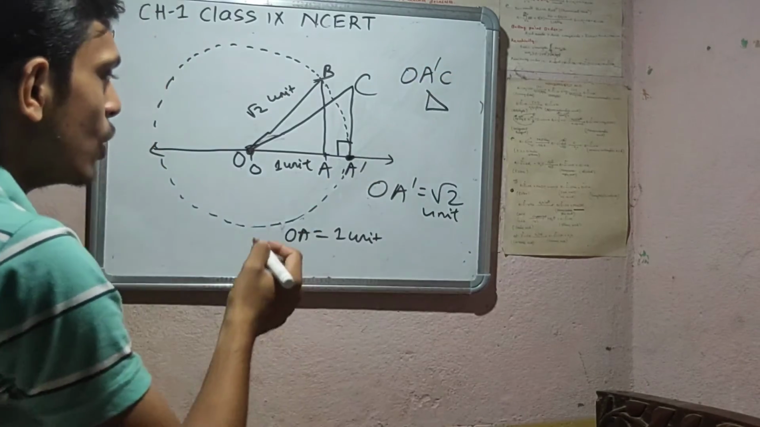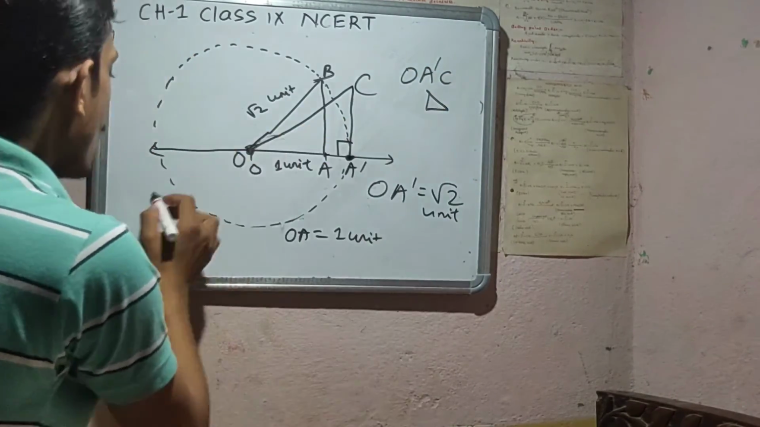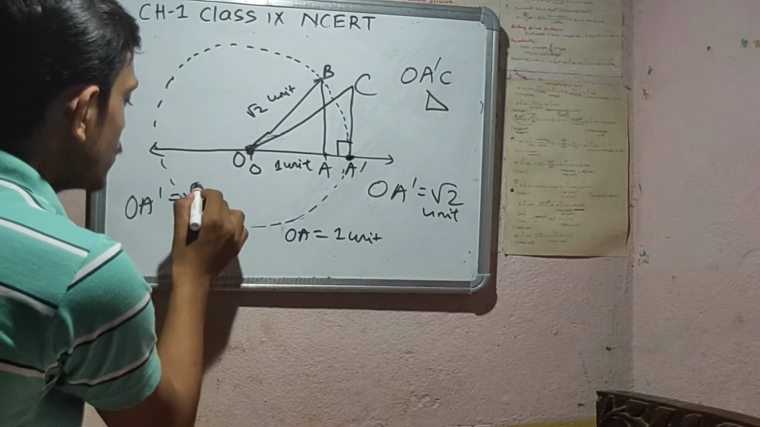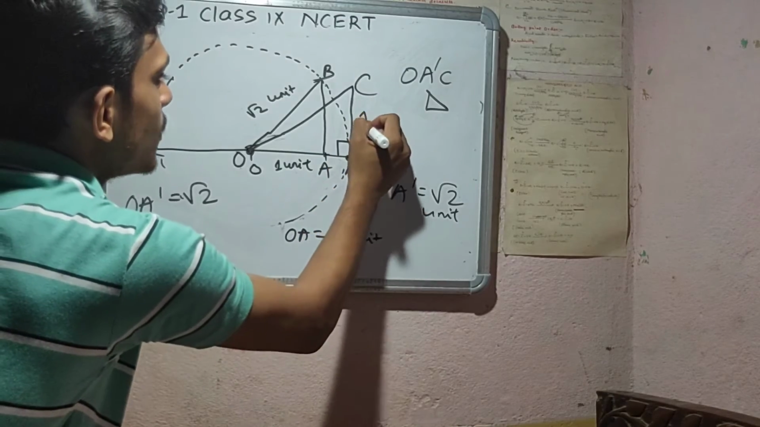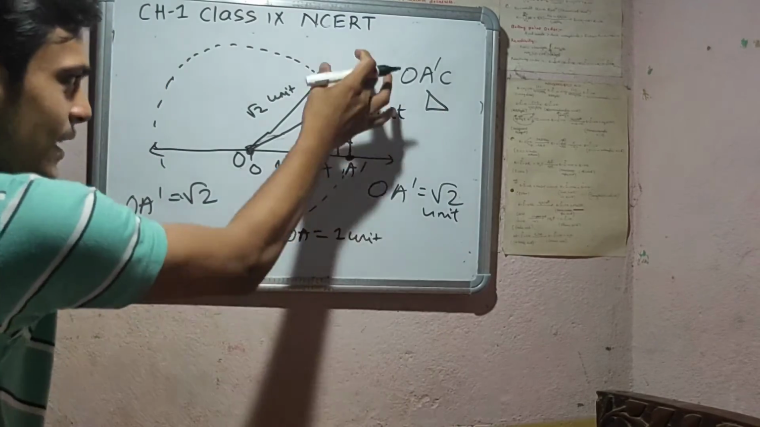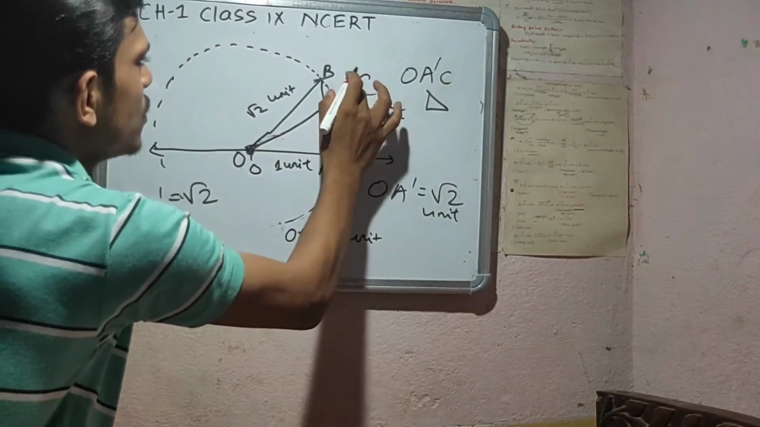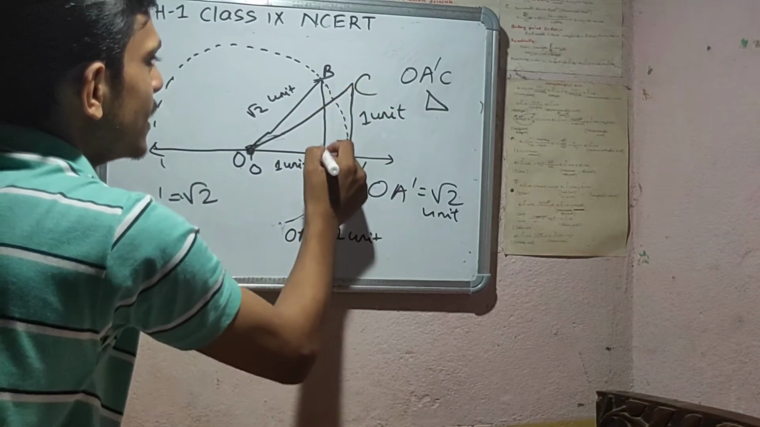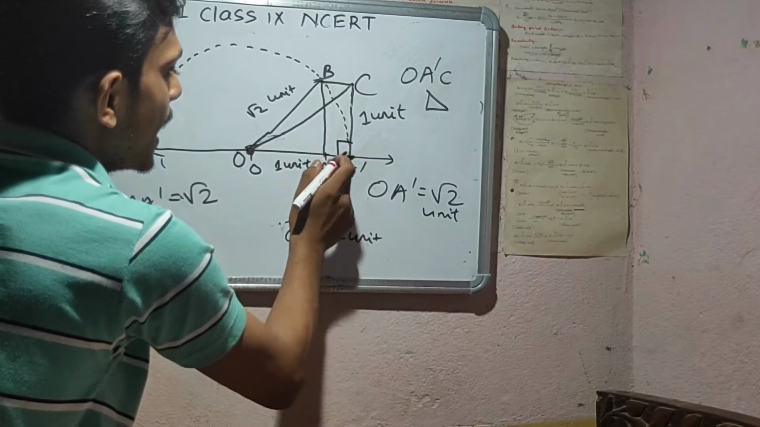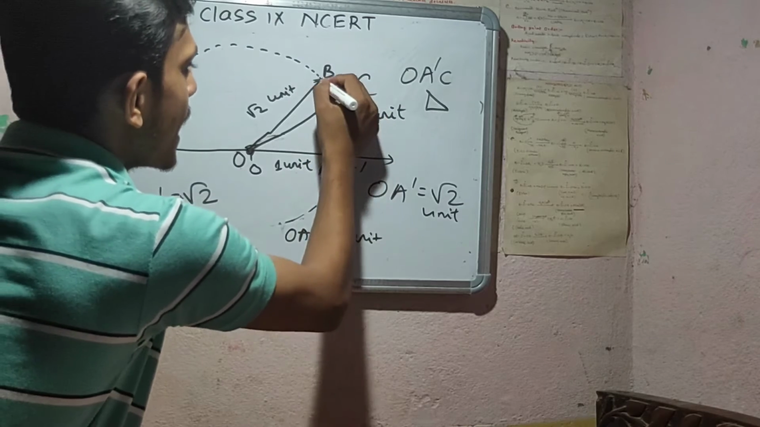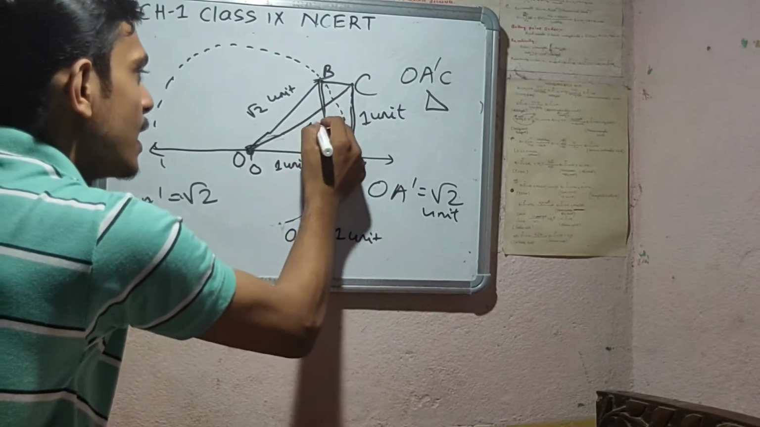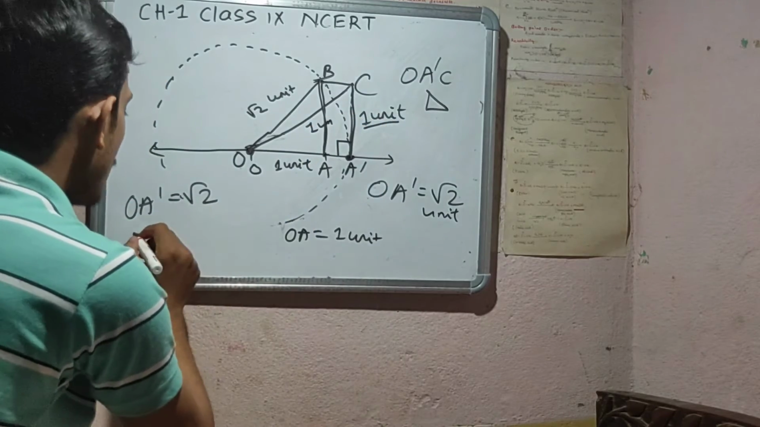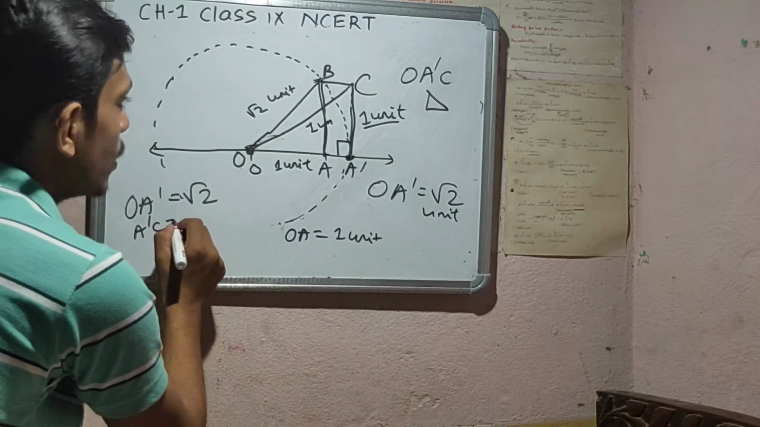Yes or no? So this is root 2, that is OA dash equal to square root of 2. Yes or no? And A dash C equal to how much? That is 1 unit, just the same as AB. That is AB equal to BC, and AB equal to A dash C. This is 1 unit and this is also 1 unit. So A dash C equal to 1 unit.